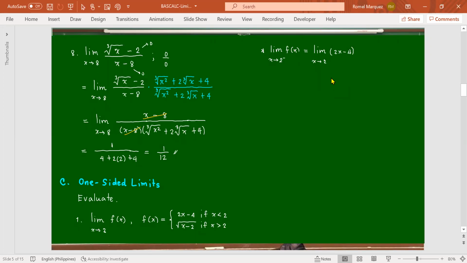Even in our experience graphically, even if the function is not defined at the number, it is possible for the limit to exist, na? So we can still apply here substitution rule. Anong limit ng 2x minus 4 as x approaches 2 from the left? It is 2 times 2 minus 4, no? Which is 0. What about if you have limit from the right?